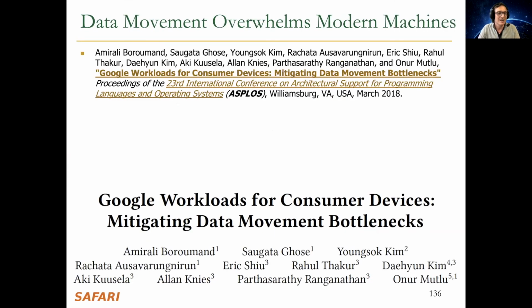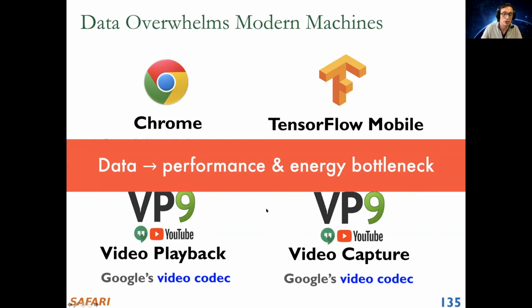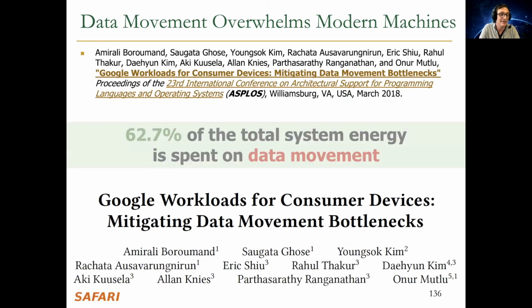Okay, so let me give you some numbers related to the study that we did with Google over the course of 1.5 years. This was published in 2018. We studied these 4 workloads that I showed you over here together with Google. And we basically showed that more than 60% of the total system energy is spent on data movement on these workloads. Real workloads, real input sets, executed on real devices, mobile devices. Now, this, I believe, is unacceptable.